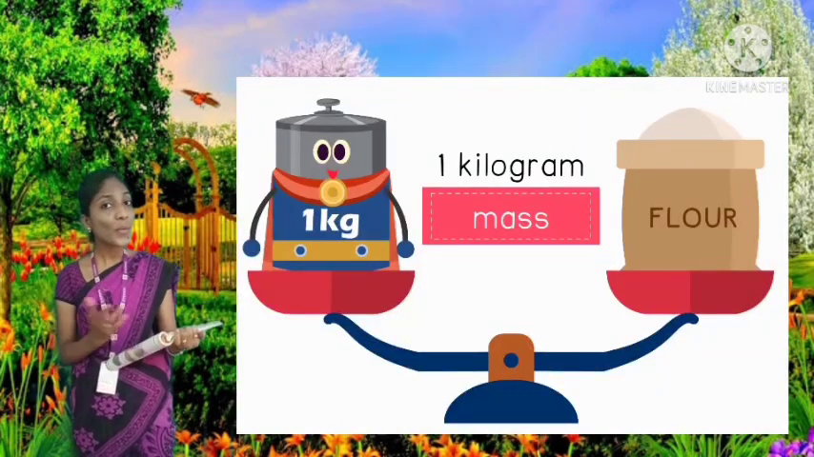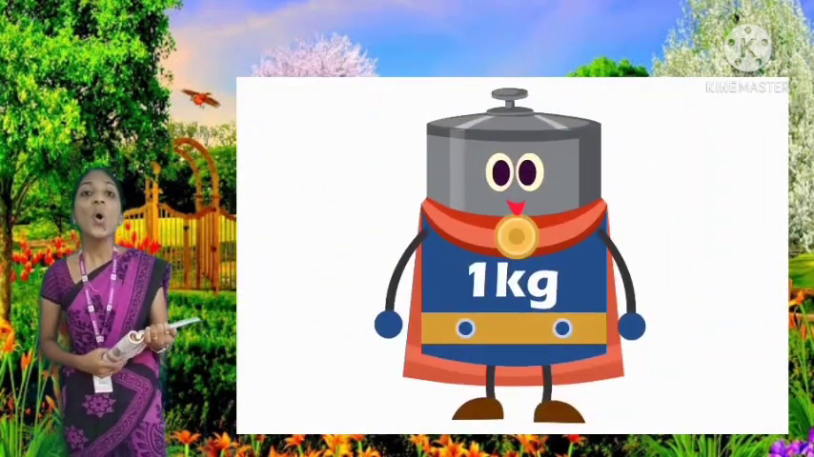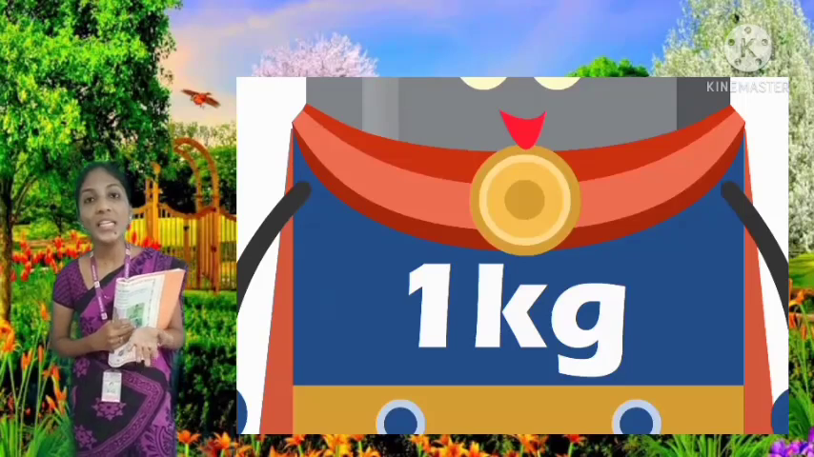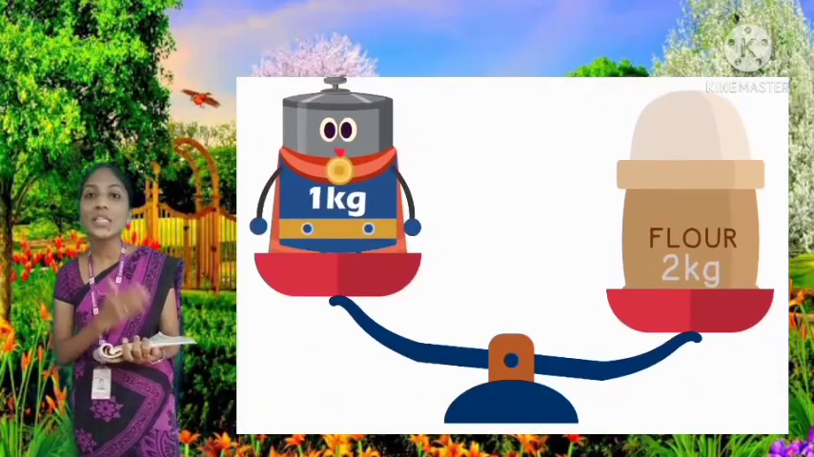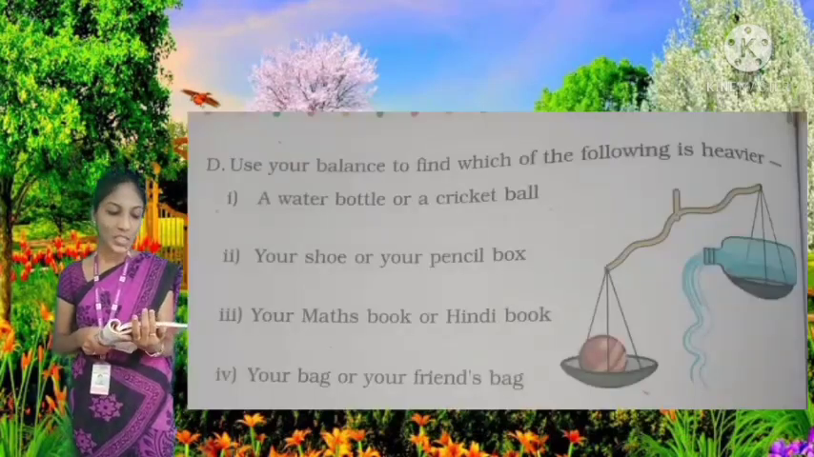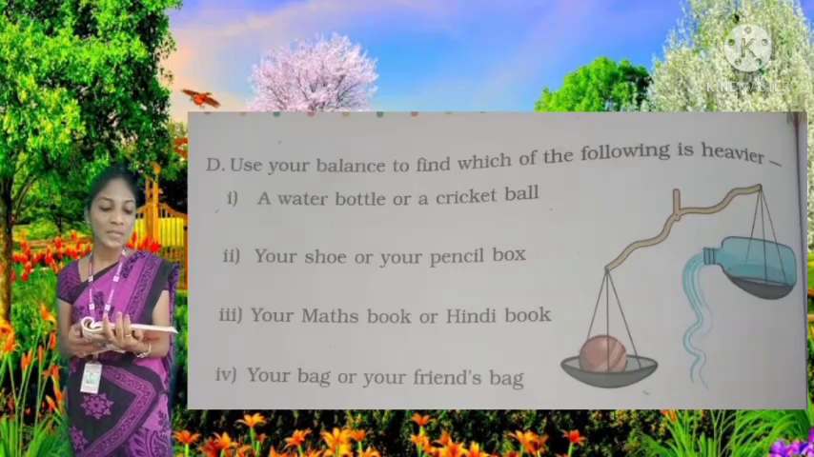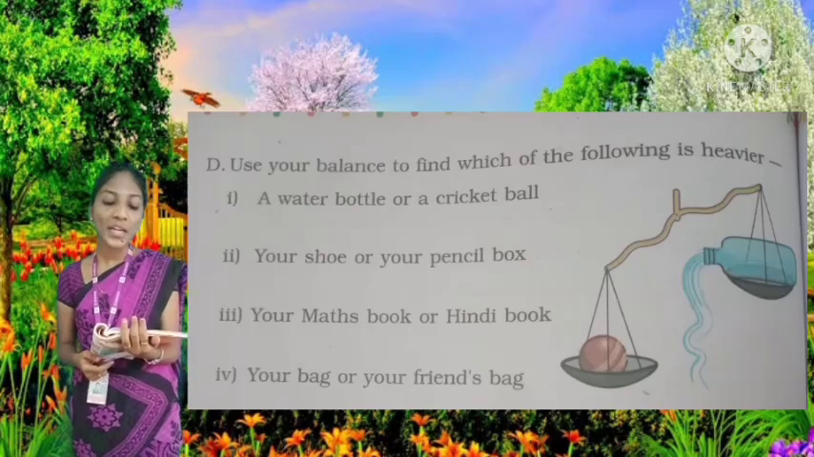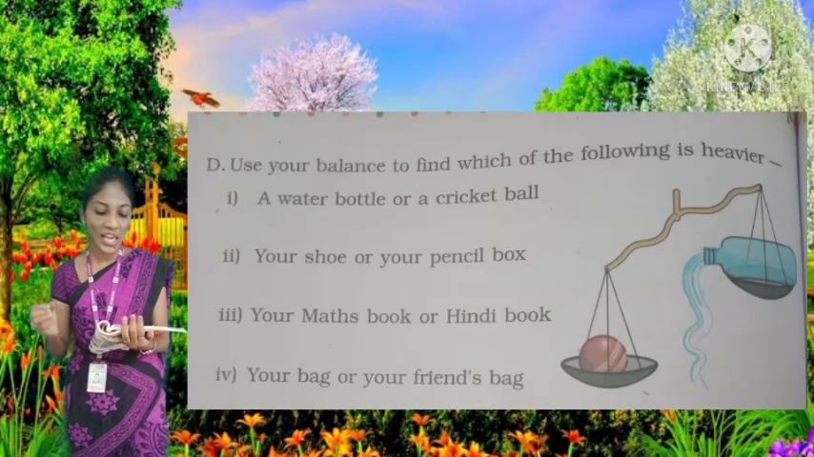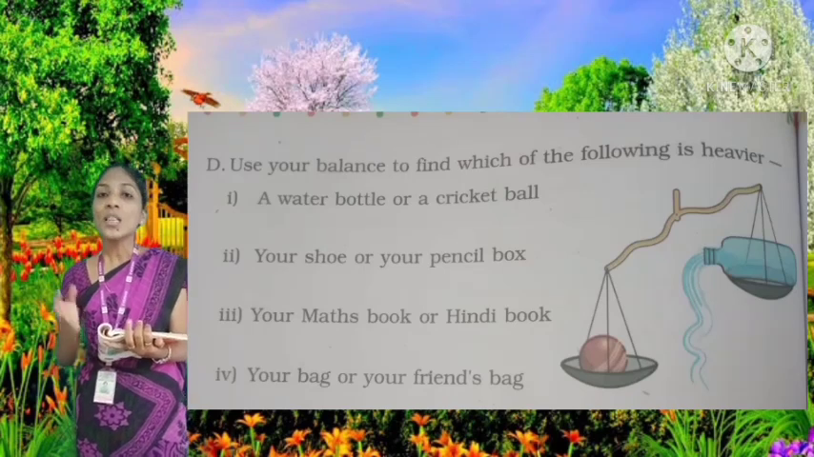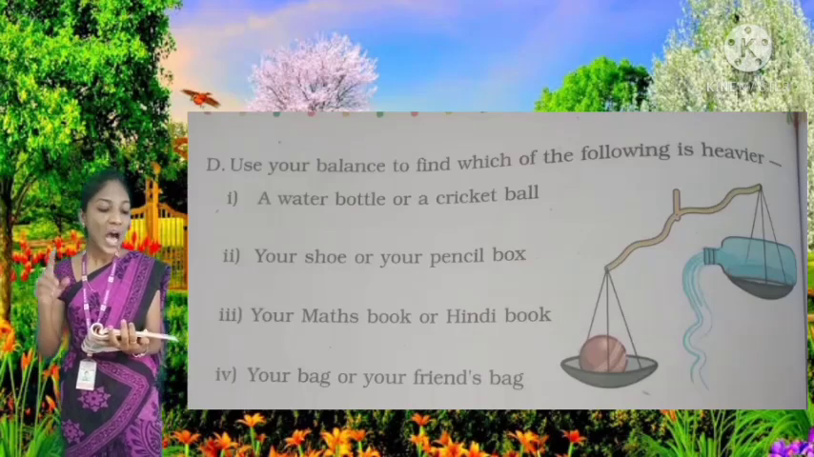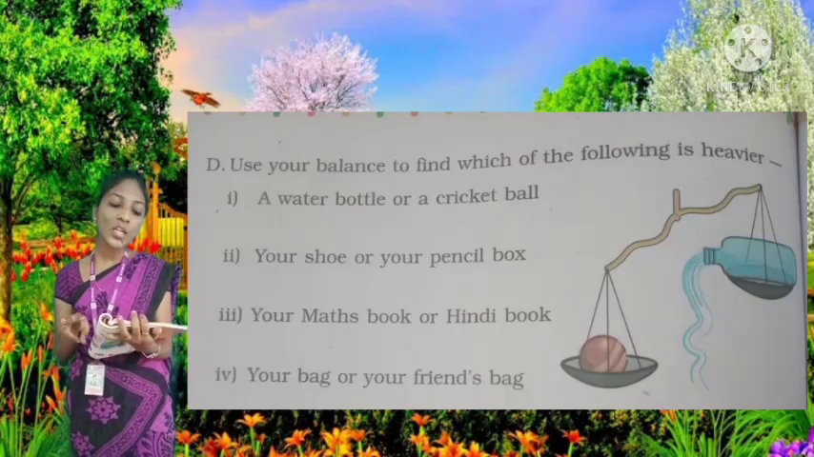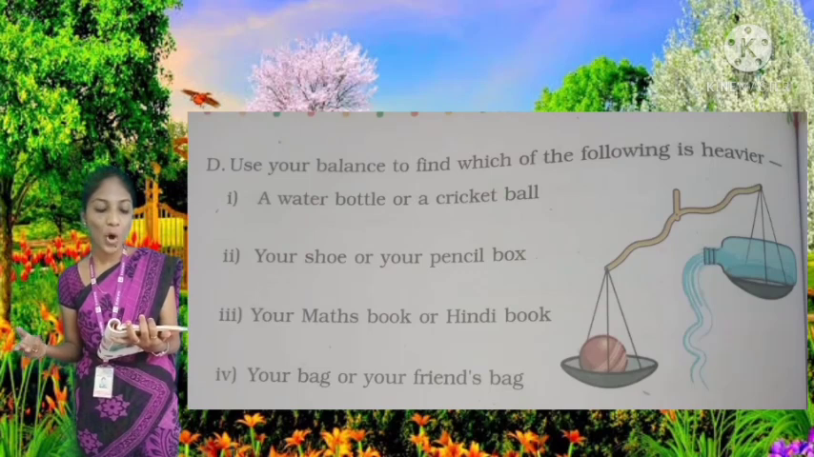Yes, children, did you all watch it? So, when the pan has more weight, it goes down. Now, based on that, we'll see textbook exercises. Page number 120, D, first question. Use your balance to find which of the following is heavier. You know now that the pan which has more weight will go down. The first question is a water bottle or a cricket ball.